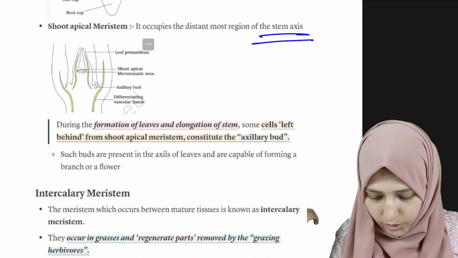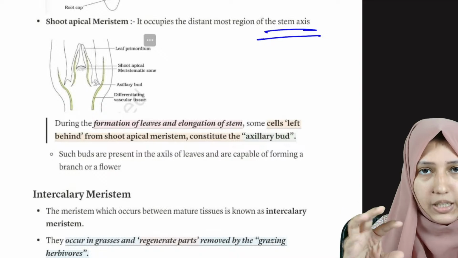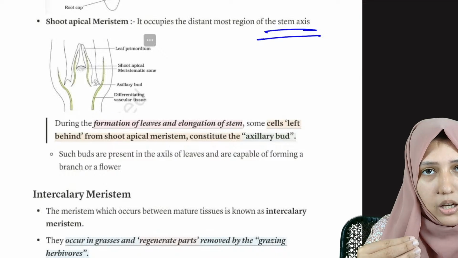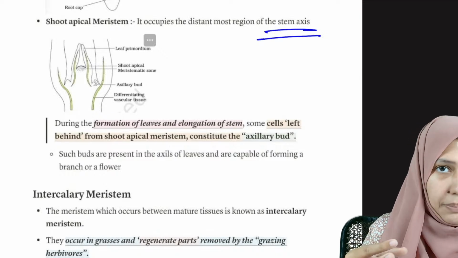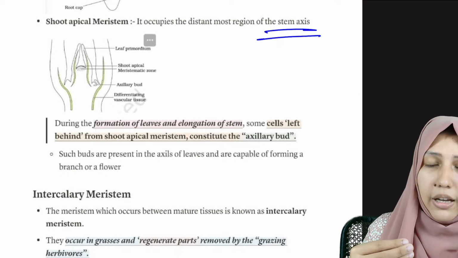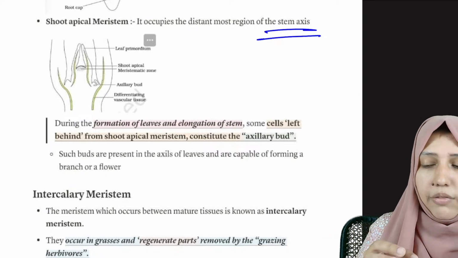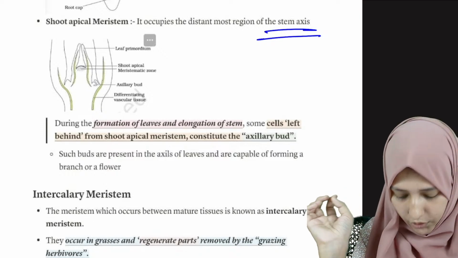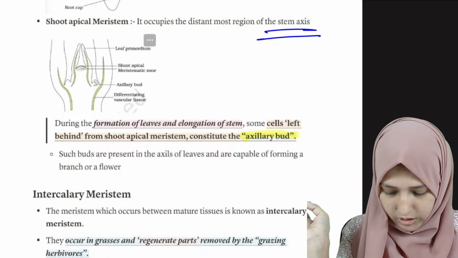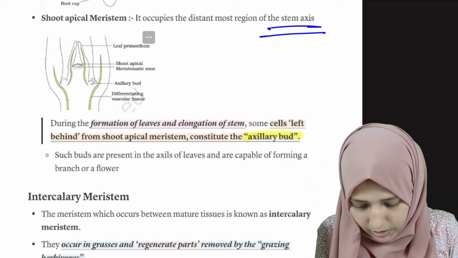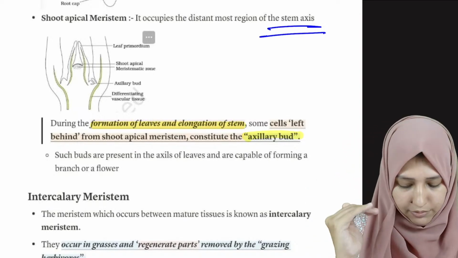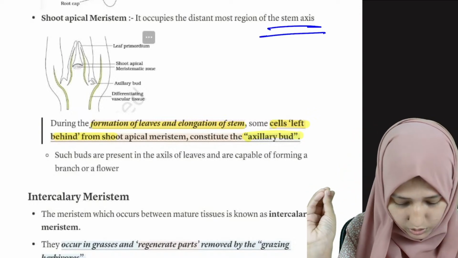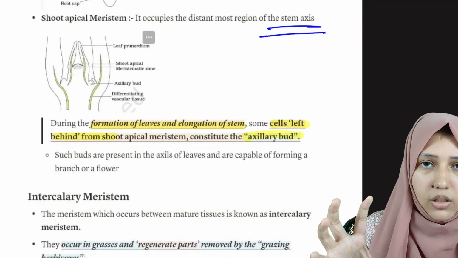Clear? Now we have studied shoot apical meristem and root apical meristem. During the formation of leaves and elongation of the stem, there will be some cells which are left out. The cells which are left out will form buds, and those buds are known as axillary buds. Those cells which are left behind constitute together to form the axillary bud.